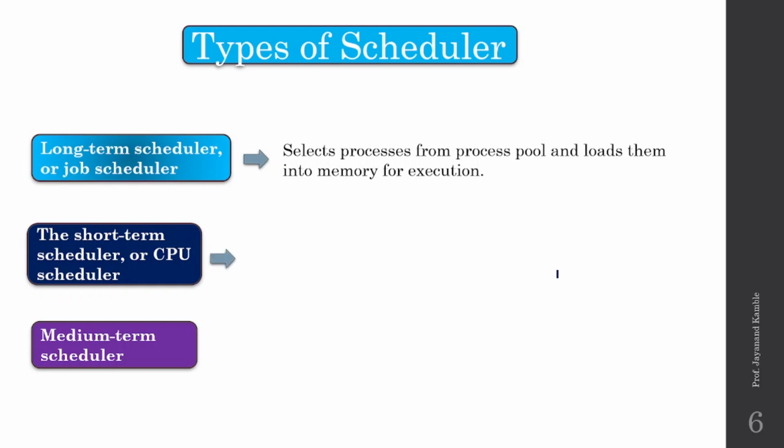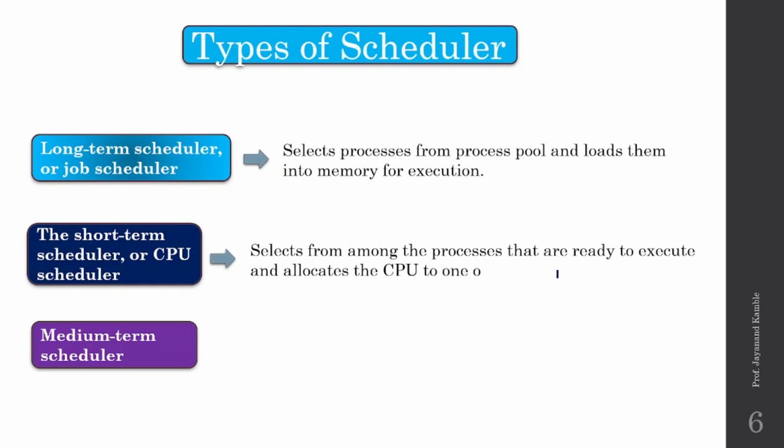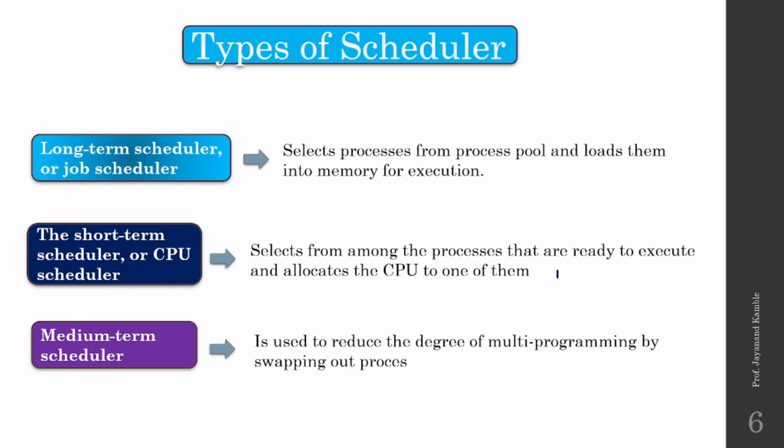Then let's talk about the short-term scheduler or CPU scheduler. It selects from among the processes in the ready queue that are ready to execute and allocates the CPU to one of them. That is the task done by the CPU scheduler. So when we talk about process scheduling or CPU scheduling, this is the scheduler about which we are talking. And then finally the medium-term scheduler, which is used to reduce the degree of multiprogramming. How? By swapping out processes as and when required.